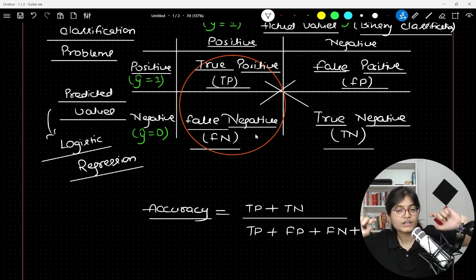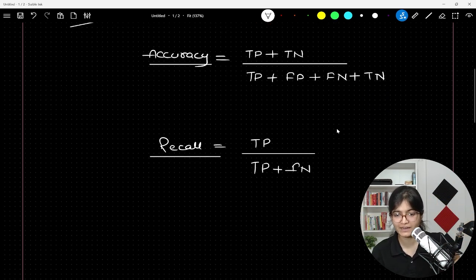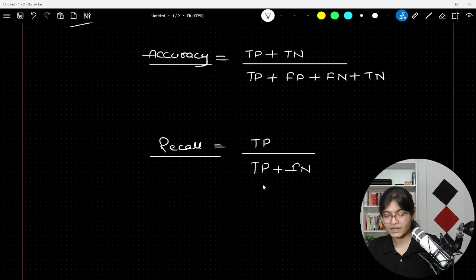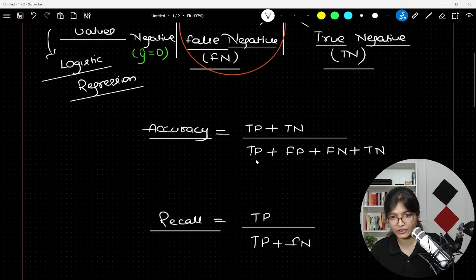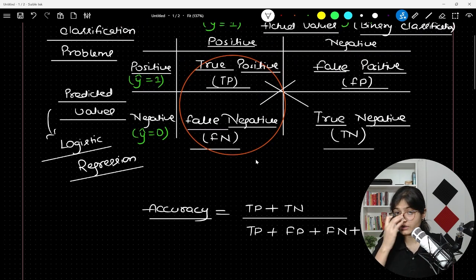How many of them are true positive? So this is the literal meaning: it will be TP divided by TP plus FN. Another thing is something which we call specificity, which will take care of true negatives. It will say, out of total actual negatives, how many of them are true negatives?